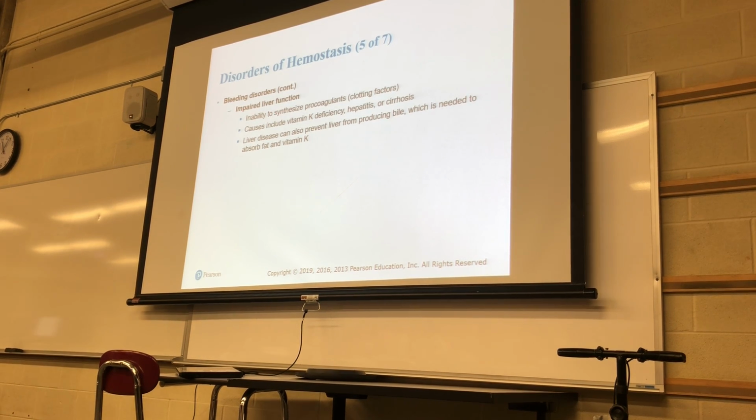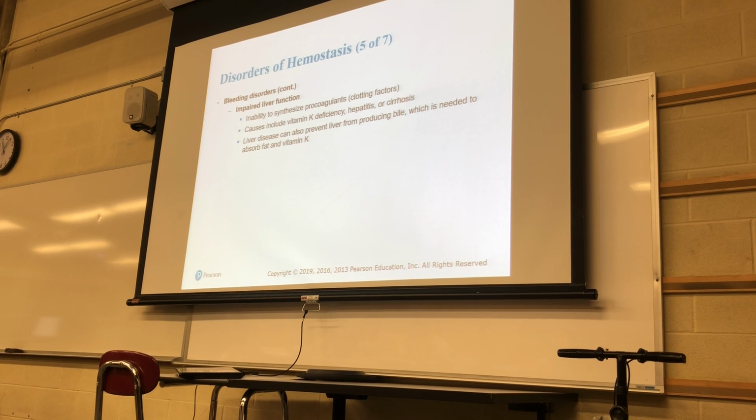Bleeding disorders: impaired liver function, because the liver is needed to synthesize clotting factors, including vitamin K deficiency, hepatitis, or cirrhosis. So the liver has an important role, which is needed to absorb fat and vitamin K. K is fat soluble.